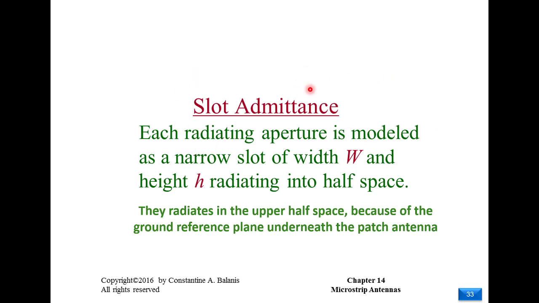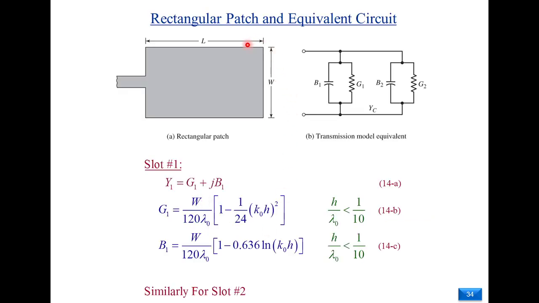Like so, slot admittance. Each radiating aperture is modeled as a narrow slot of width W. This is the width of the microstrip, and height H is the separation between the metallic structure of the patch and the reference ground plane. So we have radiation from here, and radiation from here.